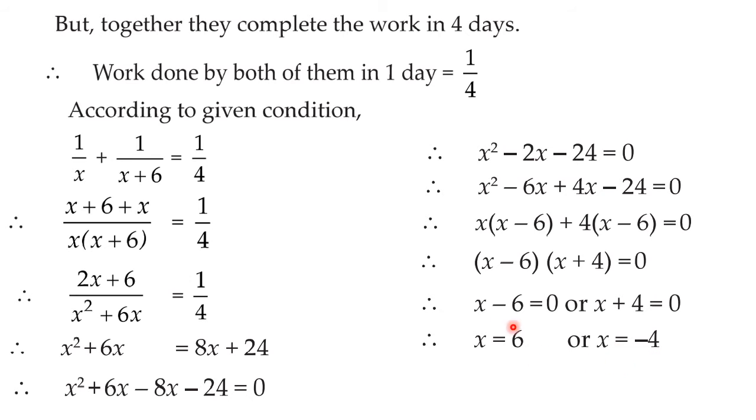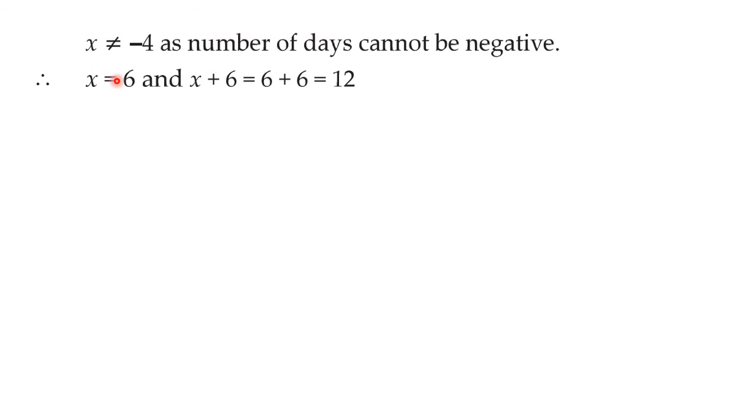But x denotes the number of days, the number of days taken to complete certain work. So the number of days taken cannot be negative. And therefore x cannot be equal to minus 4 and therefore x is equal to 6. That we are going to write now. x is not equal to minus 4 as number of days cannot be negative and therefore x is equal to 6. That is the number of days taken by Nishu we have found out.